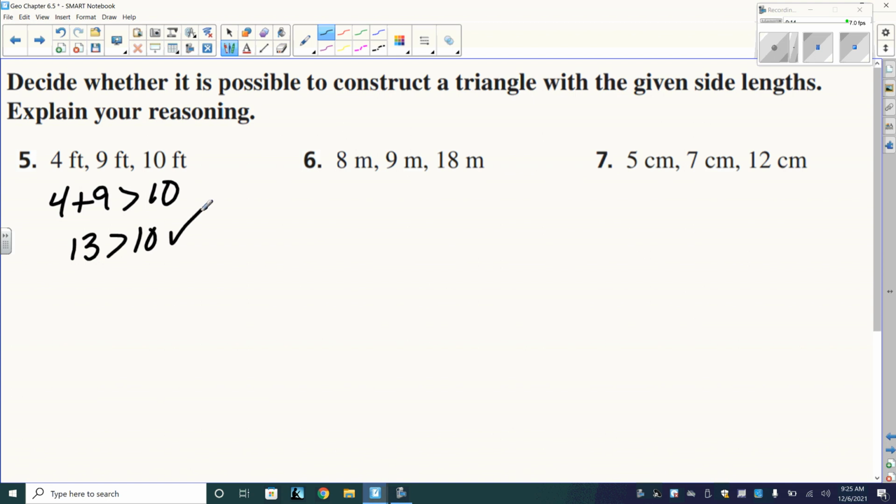Okay, well, let's do another set. So 4 plus 10 is greater than 9. Is that going to be true?